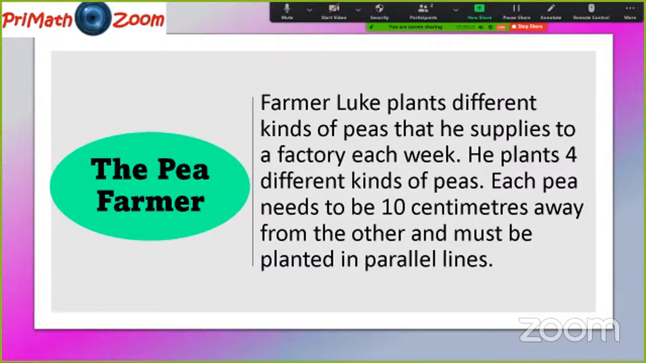So we talked about what a farmer does. We talked about different kinds of peas and parallel lines. They are lines that go across or up in the same direction, as Michaela says. So parallel lines run in the same direction and they never meet. Yes, Jamari? I was saying that parallel lines are lines that go beside each other but they never meet.